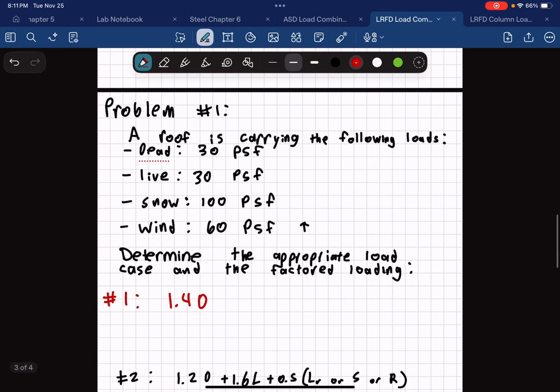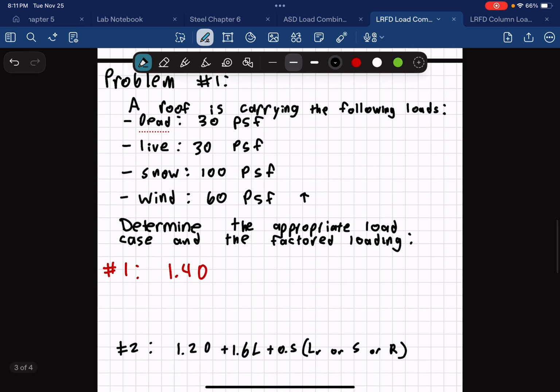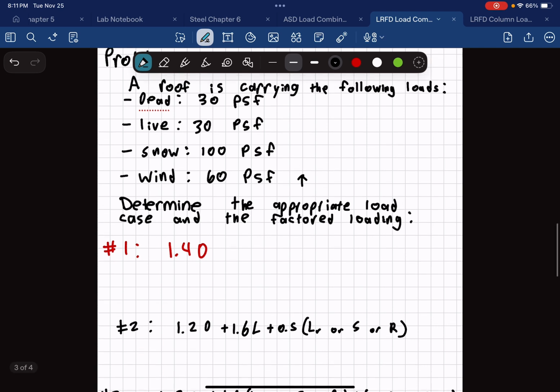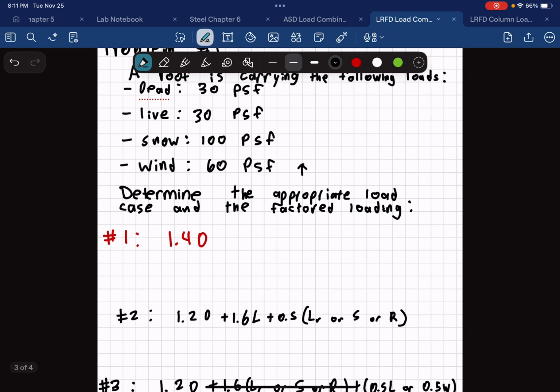So let's look at an example problem. A roof is carrying the following loads: dead load of 30 psf, live load of 30 psf, snow load of 100 psf, and a wind load of 60 psf. Notice the arrow that I have drawn here to indicate that the wind is going in the upward direction. We'll talk about what that means in a little bit here. So determine the appropriate load case and the factored loading.